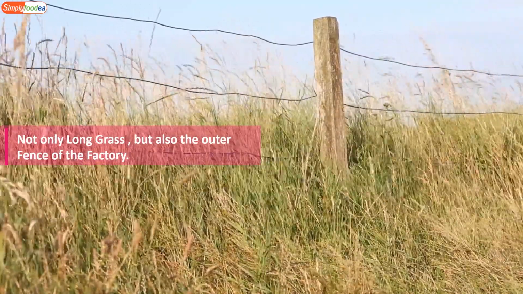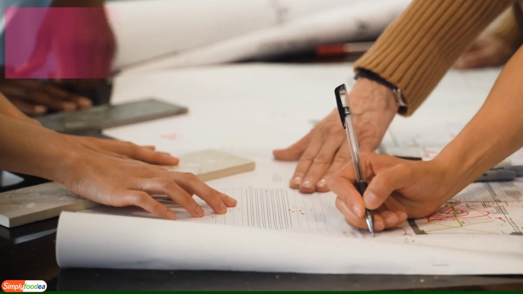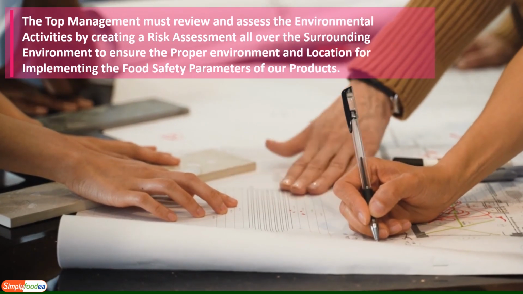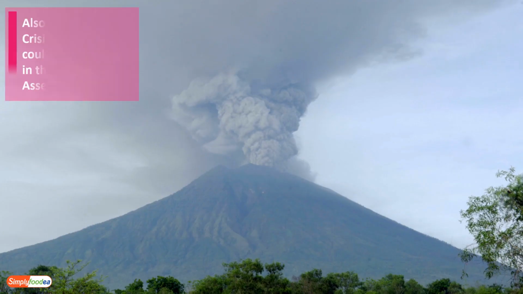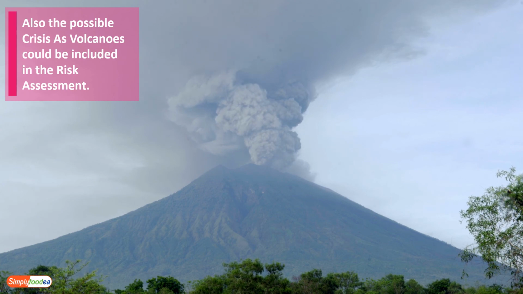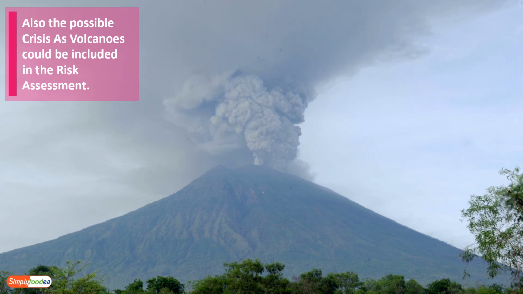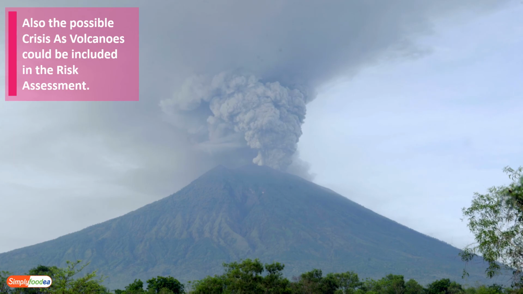So the top management must review and assess the environmental activities by creating a risk assessment over the whole surrounding environment, to ensure that the environment and location are proper for implementing the food safety parameters and standards for our products. Also, we can add possible crises, such as volcanoes, to the risk assessment.